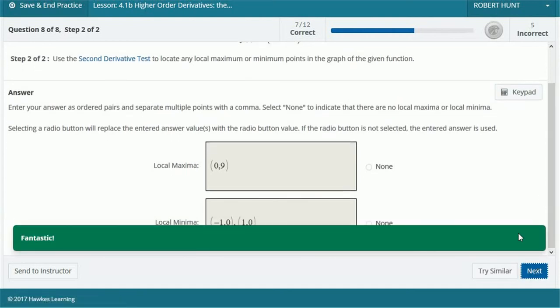So that's probably the toughest one on here. You'll notice we didn't give you any product rule or quotient rule or anything like that. So just for simplicity.